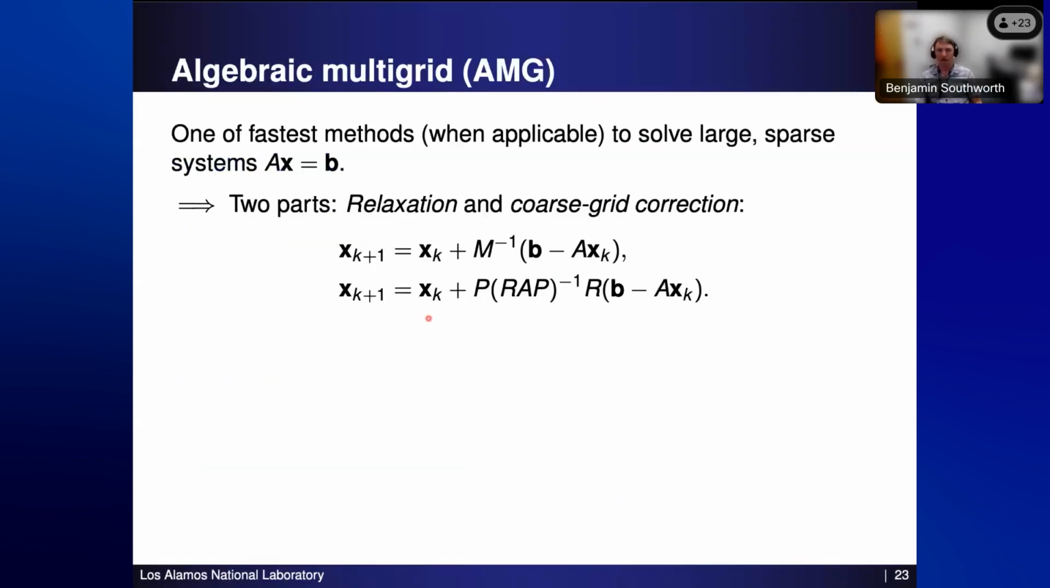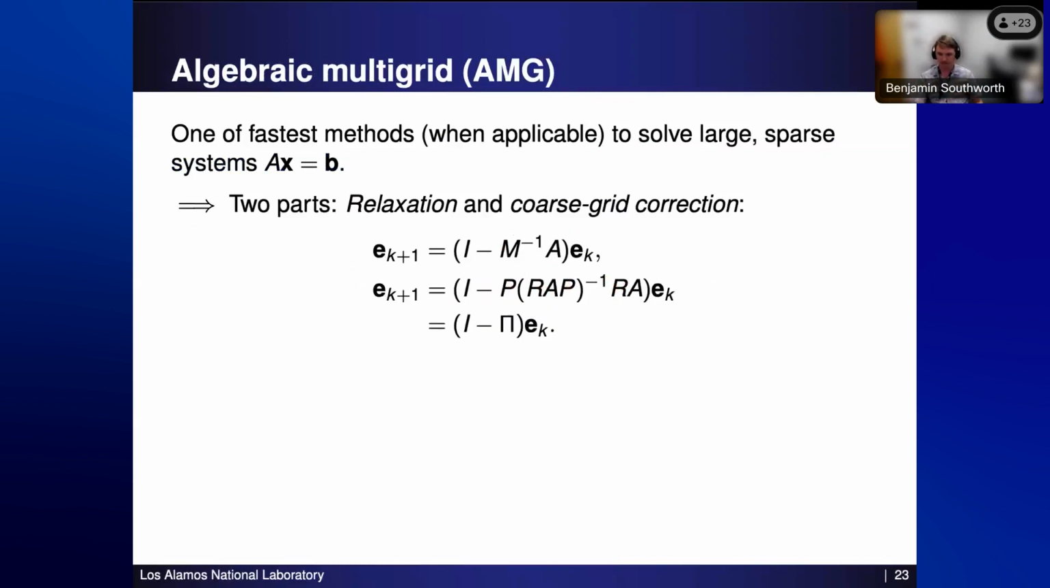And then coarse grid correction is similar, but now this M inverse is replaced by this operator right here, where we restrict to a subspace. We define a coarse grid operator in the subspace, and we invert it, and we interpolate the result back up. And so again, this is just an approximate inverse of A, but it's done by restricting to a subspace. And if we look at error propagation of these two operators, so as you apply them, how the error evolves, they take these forms. You have I minus M inverse A for your relaxation, and then I minus capital pi, a projection onto the range of P, for coarse grid correction.